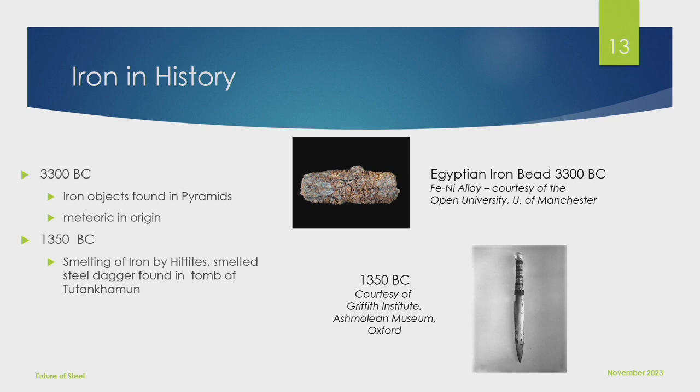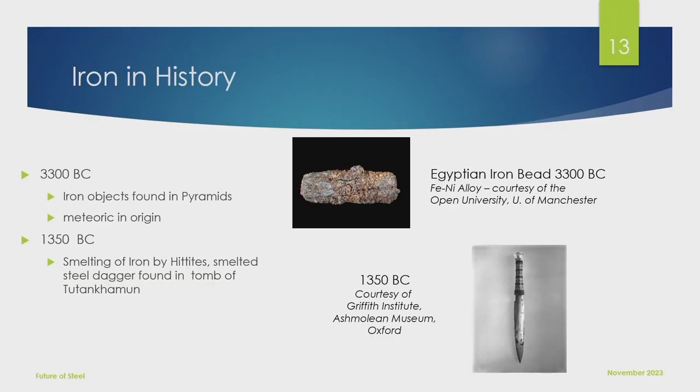But then about 1350, again, we see from looking at the pyramids, the very first dagger that was ever found that was made with iron. And this is from the Ashmolean Institute from the University of Oxford, and I'm sure they should actually give this back to the Egyptians sometime, along with the other stuff they have, but that's a time for another discussion. But one could also ask, how did that end up here? But it's a beautiful example of a very early steel, actually iron dagger here.